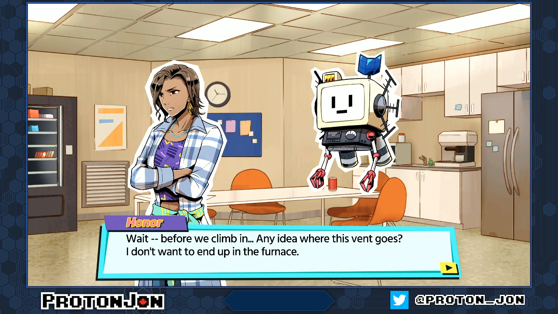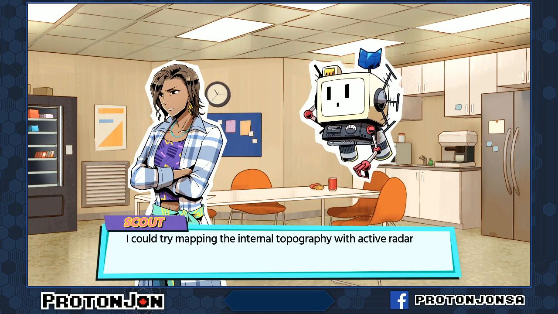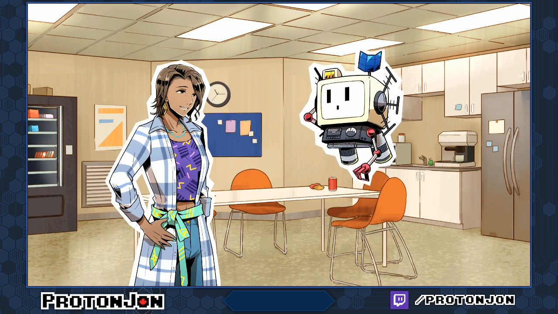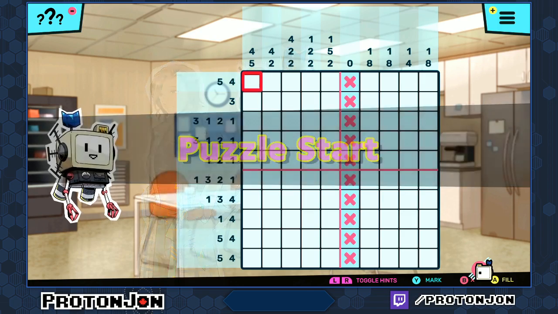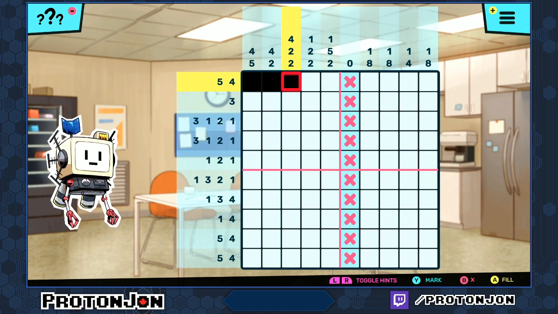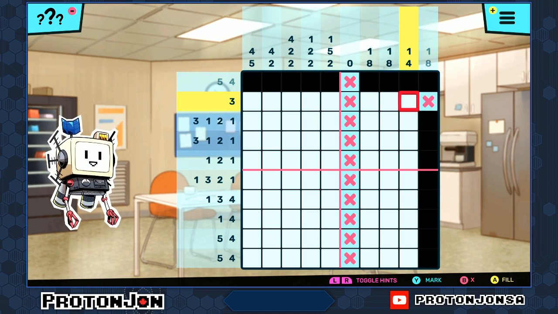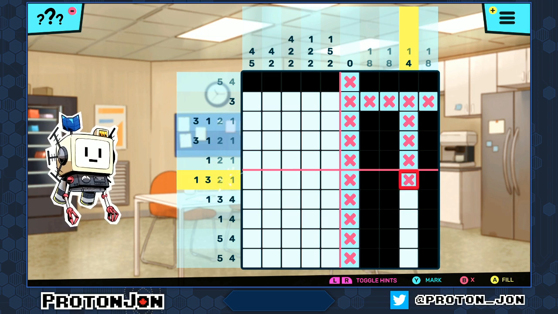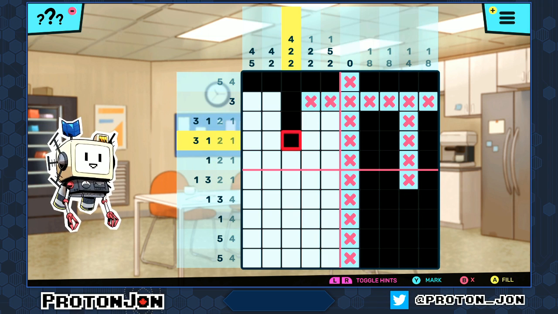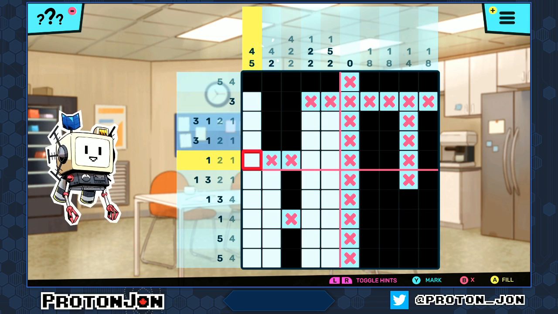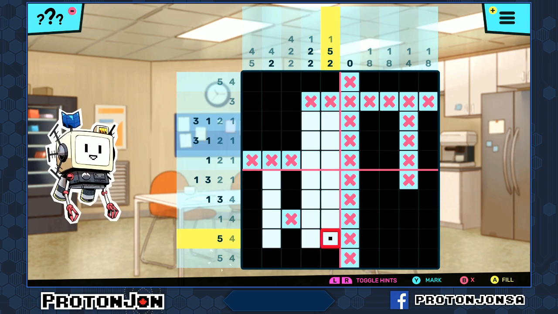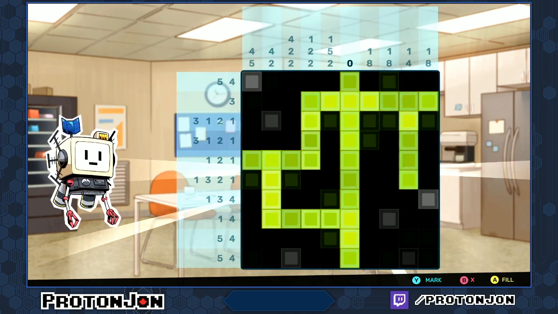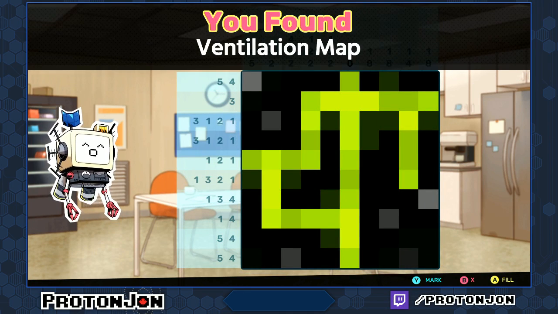Wait, before we climb in, any idea where this vent goes? I don't want to end up in the furnace. I could try mapping the internal topography with active radar. I don't have a clue what that means, but if you think it'll help. We're drawing a furnace! Boy, it sure is looking like we're drawing the gates to hell. Sure does look like we are making a huge mistake. Oh, it's literally the map. Ventilation map.